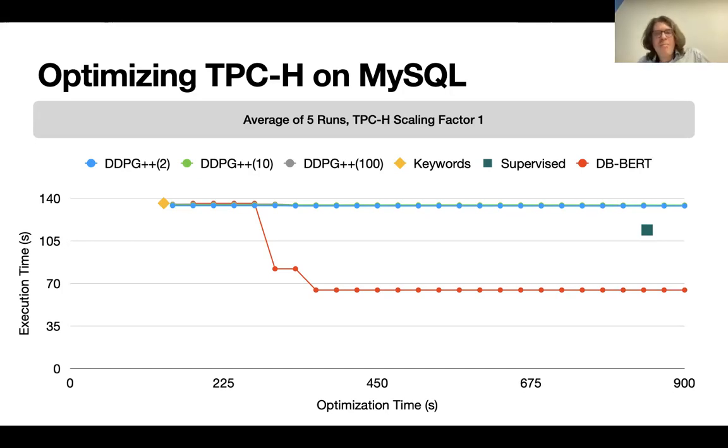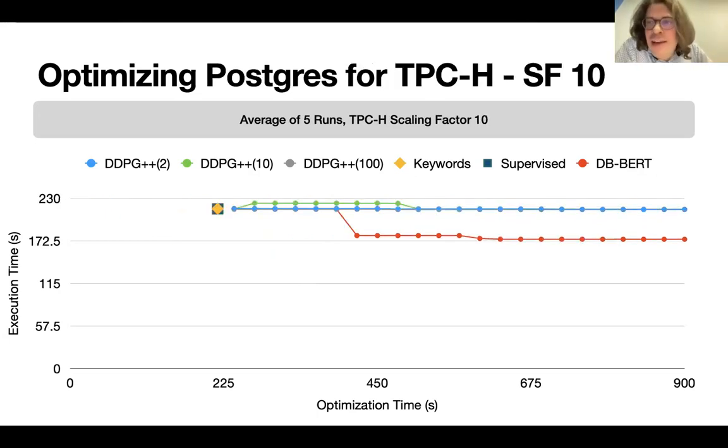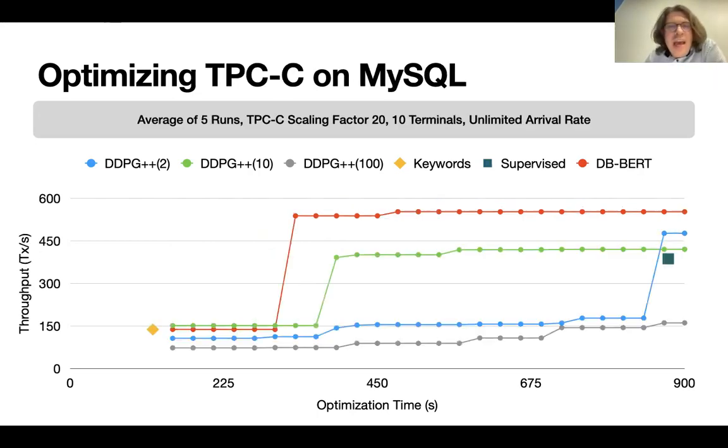We see similar results for the Postgres database system when tuning TPC-H. So again, we find the best configurations with DB-BERT, even if the absolute improvements are a little bit lower. The same tendencies apply if we increase the scaling factor for TPC-H. So far, I have shown results for TPC-H with scaling factor 1. This is TPC-H with scaling factor 10. And similarly for TPC-C, where we care about throughput, so higher is better in those plots here, DB-BERT finds significantly better configurations compared to the default settings within a relatively small amount of optimization time.